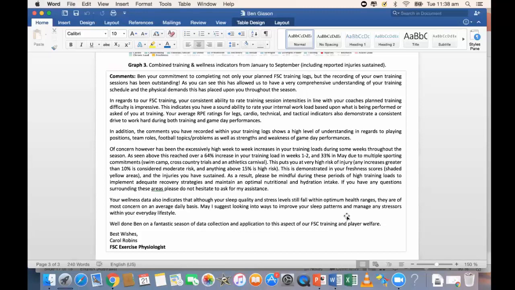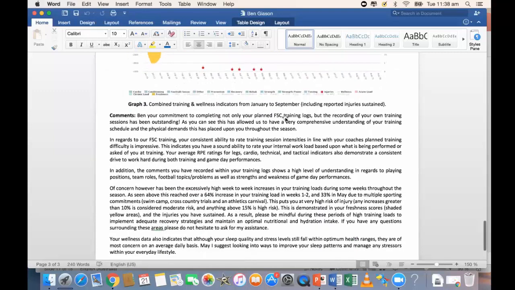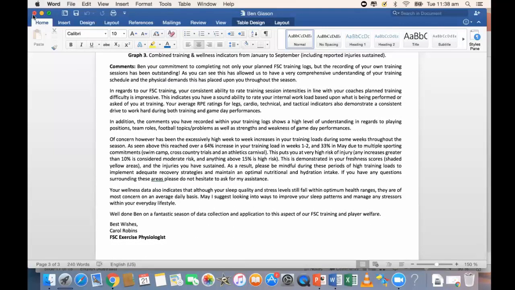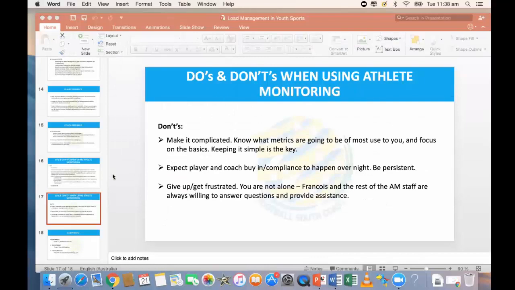And just a summary here. That looks like a lot, but that's me just summarising all that data for this player. We've mentioned that his app comments, which I haven't included here, showed he had a high level of understanding in regards to playing positions and team roles, as well as the strengths and weaknesses of his game day performances. And I've also summarised that graph above down here as well. So guys, that's pretty much it from me.